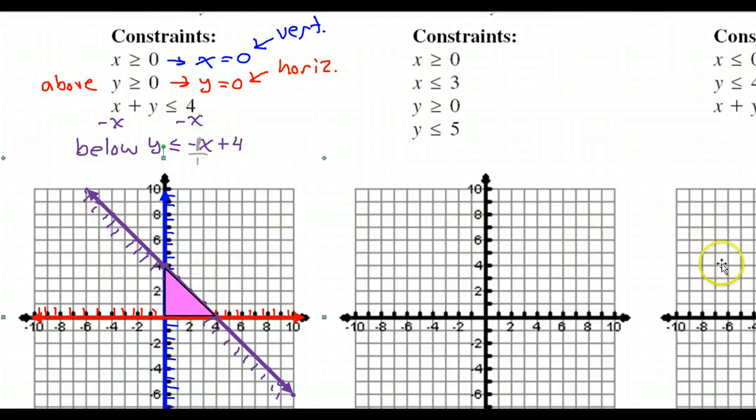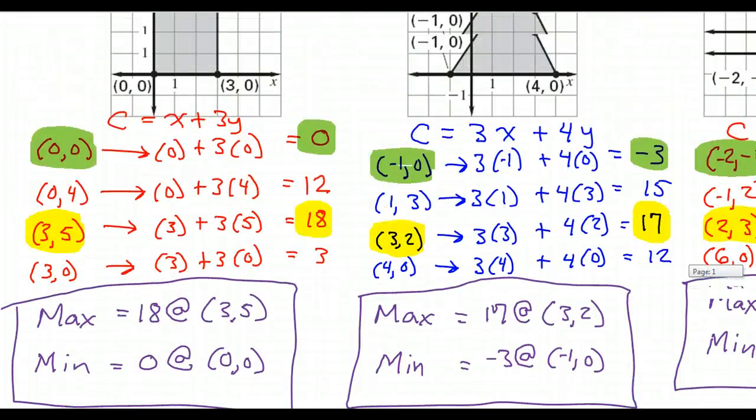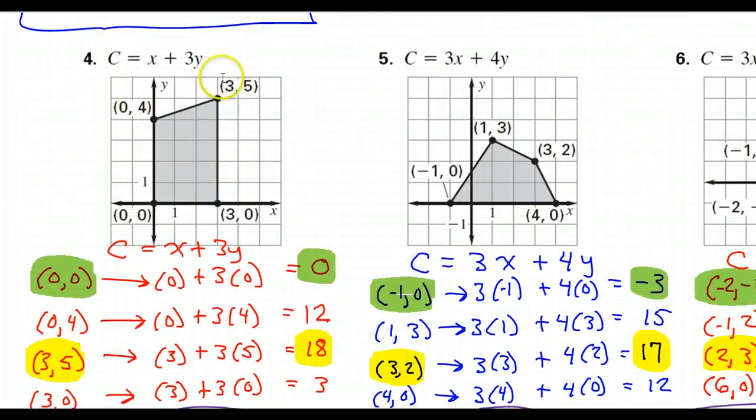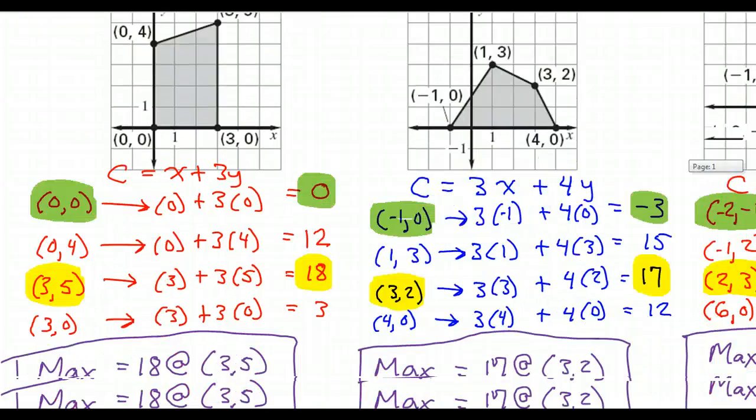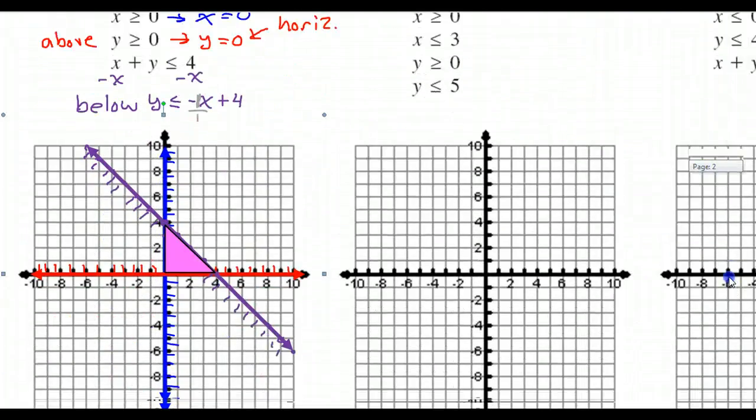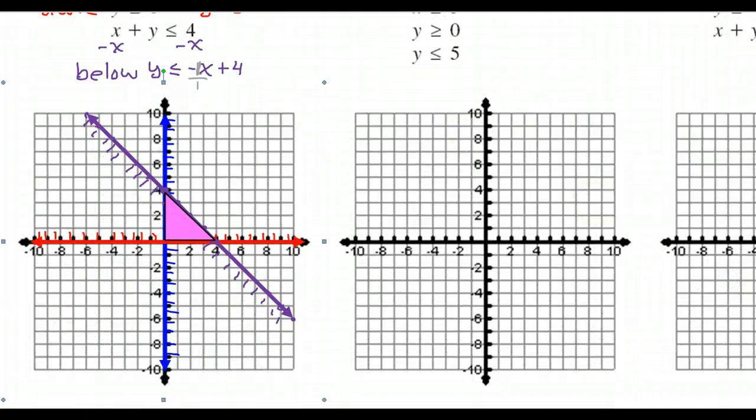Now, we need the vertices, similar to the problems that we were doing up here where they gave us the vertices. We're talking about the corners. So we need to identify those. This corner right here is 0, 0. This corner right here is 0, 4. And this corner right here is 4, 0. So those will be the three vertices.